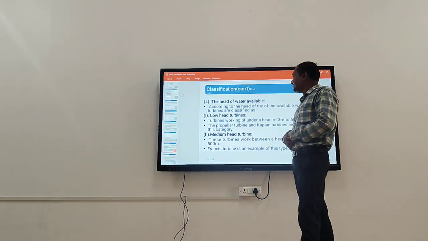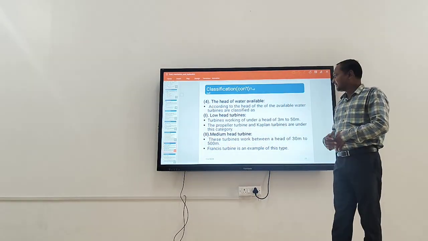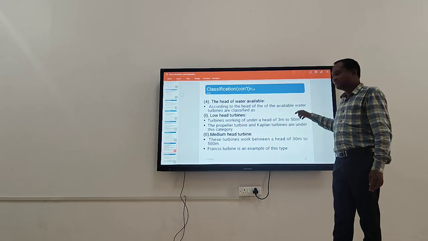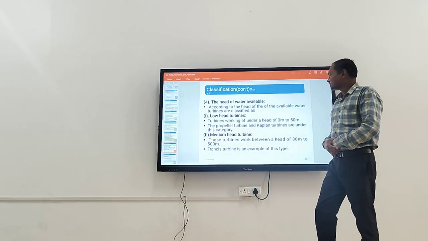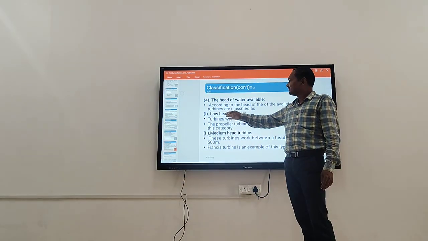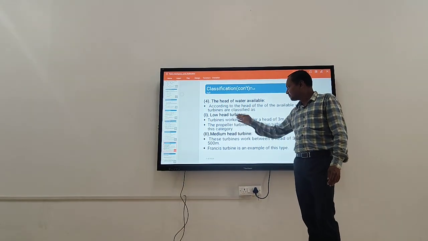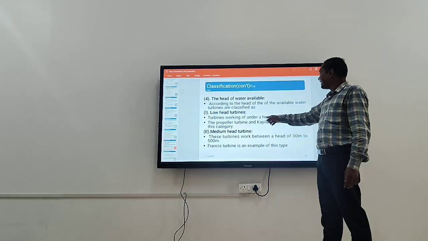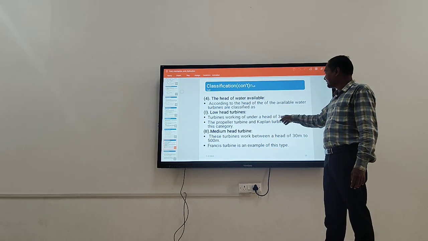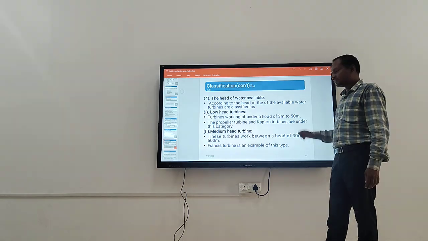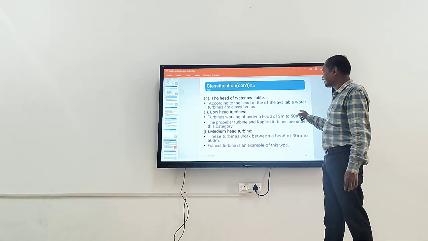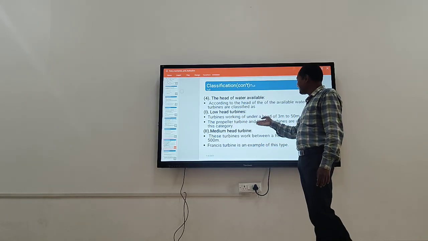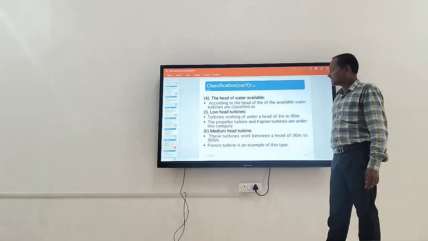First one is the low head turbine, where the head is between 3 meter to 50 meter. So, according to the head of the water available, the first one is the low head turbine. That is, the head available at the inlet is from 3 meter to 50 meter. And generally propeller turbines and Kaplan turbines fall in this category.